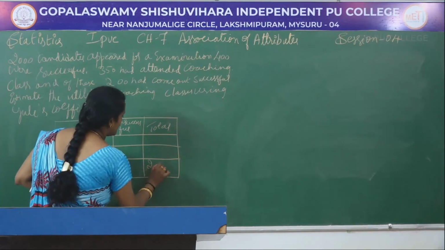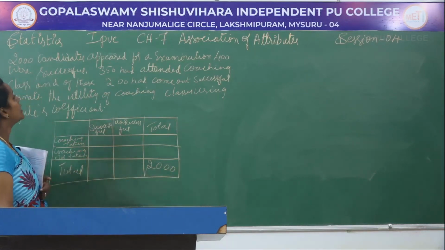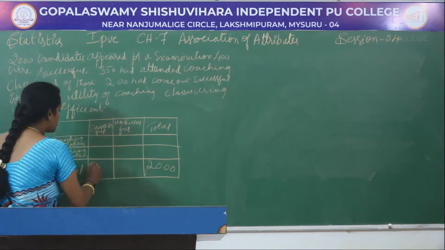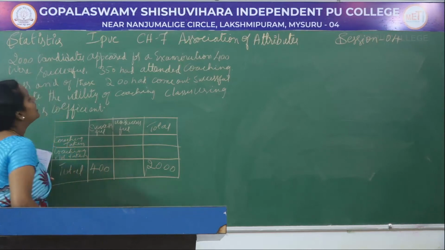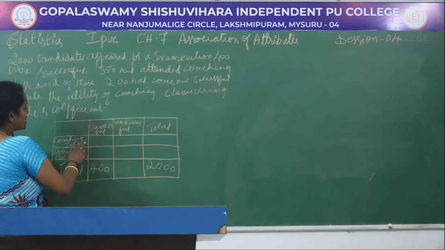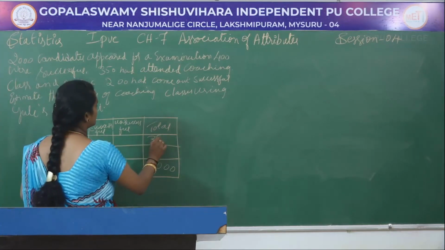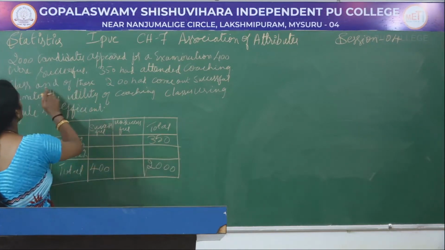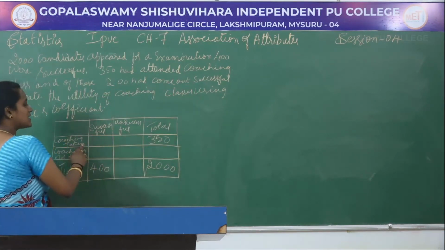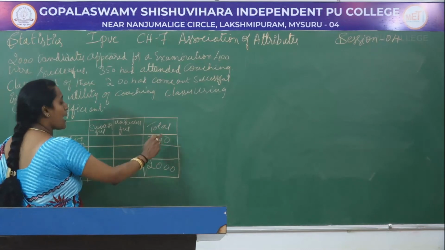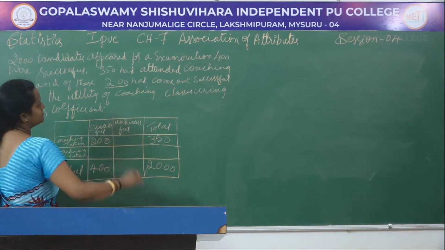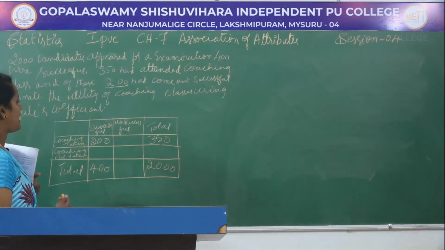2000 candidates appeared for the examination. So total will be 2000. 400 were successful. Successful students' total is 400. 350 had attended the coaching class. Total coaching class taken are 350. And out of these, 200 had come out successful. Coaching class taken students are 350. Among 350, 200 are successful. So this is the data whatever they have given.